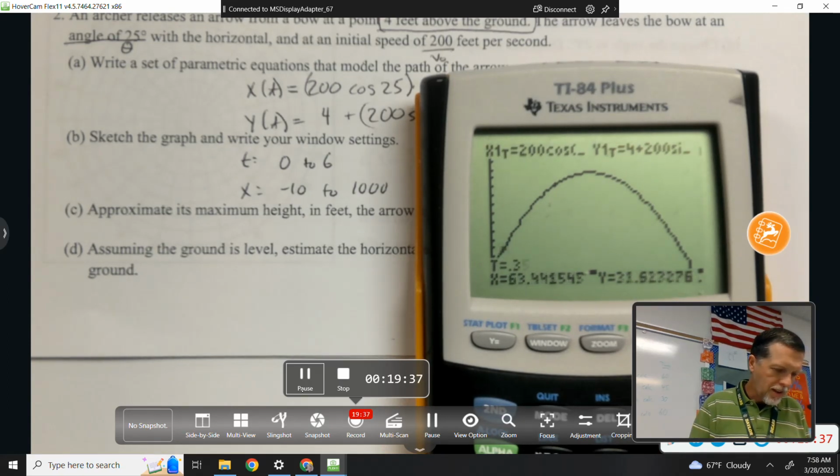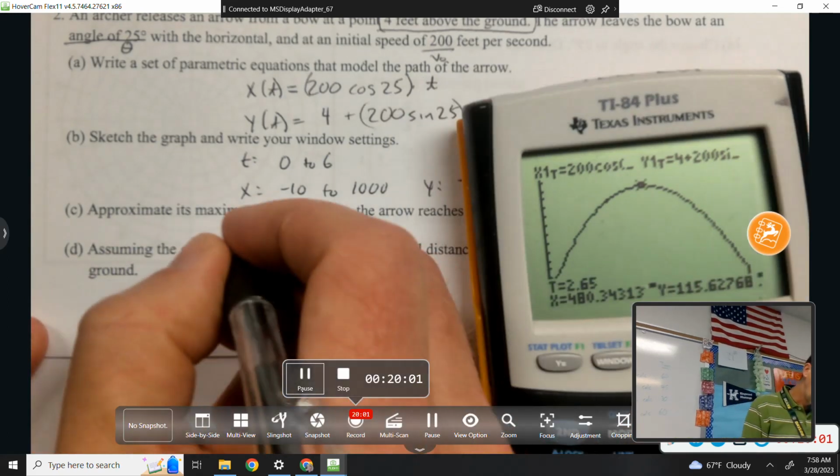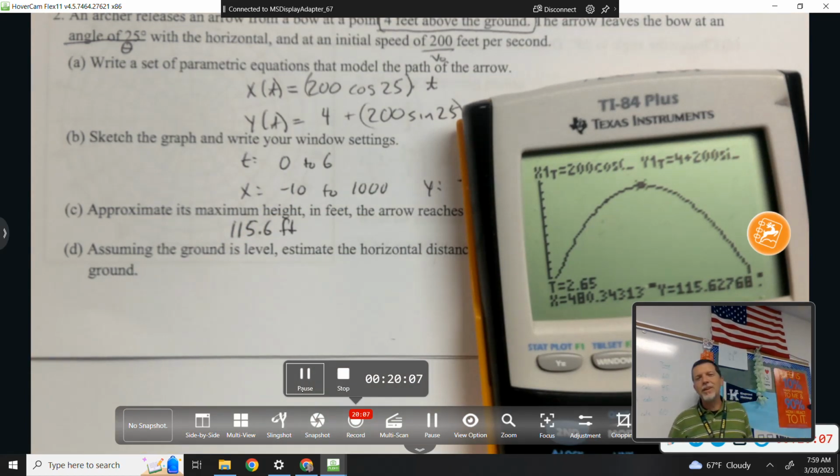All right, maximum height. Let's see. Okay, I'm looking for my y value. Which one is biggest? 115.6. A couple places it's 115.6. And because of the rounding, I don't want to give 3 decimals because I really doubt that's accurate to 3 decimals. I got 517. I don't know how. I changed my x to 2000.